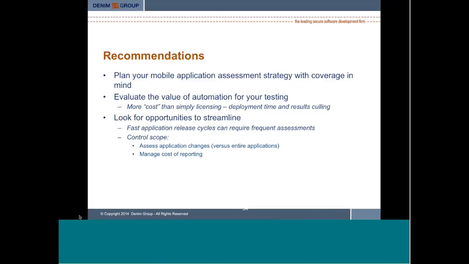And you also need to look at, what's the cost associated with the reporting activities? Who are the consumers of this data in your organization? Is it the development teams? Is it your risk management group? What we found is you can look for ways to try and streamline that to stretch your budget further.